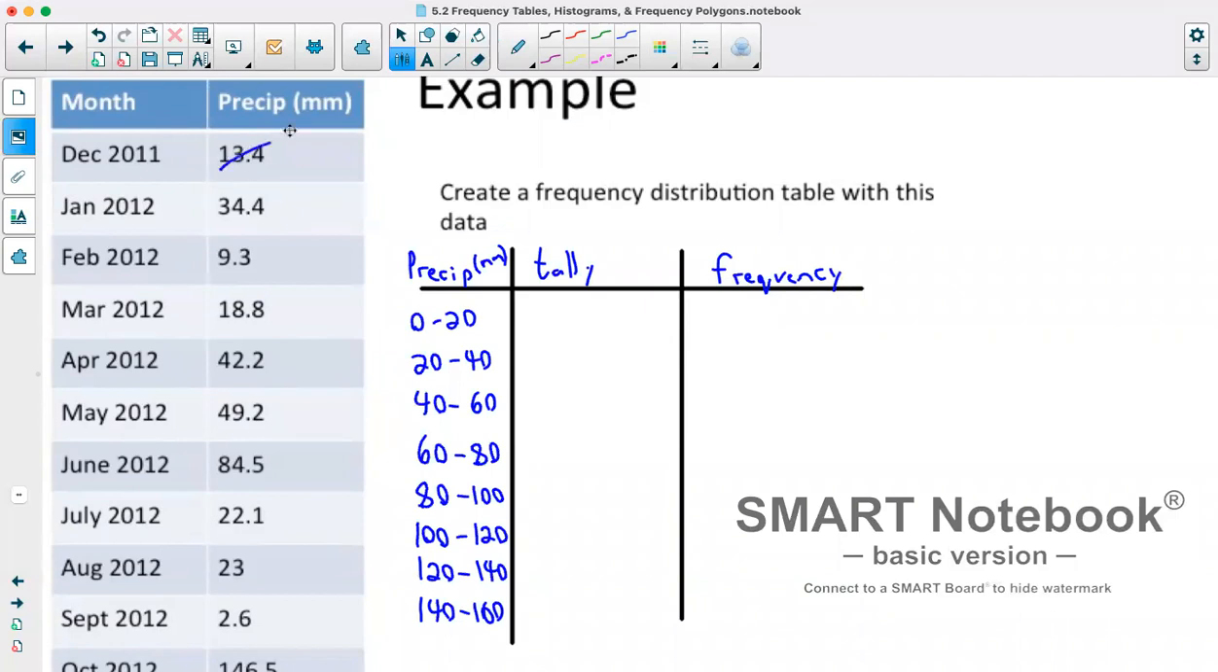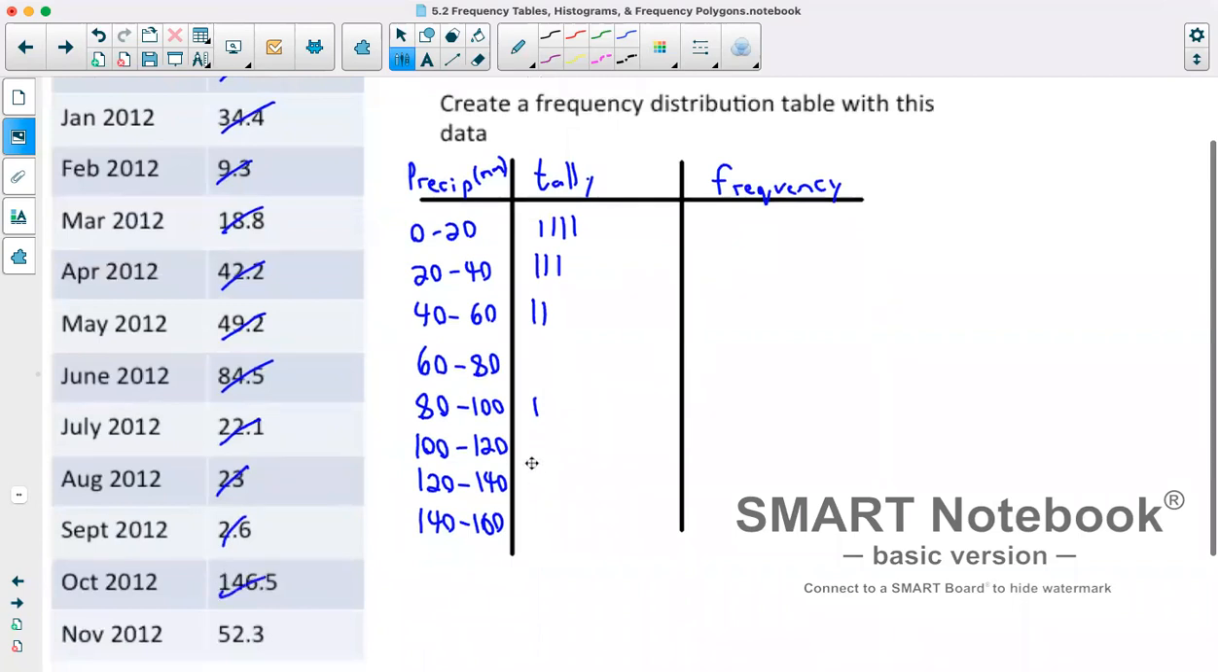As I go through, I'll mark where each is placed. We have 13.4, so that would go in 0 to 20. 34.4 would go in 20 to 40. 9.3 would go in 0 to 20. 18.8 would also be 0 to 20. 42.2 would be in 40 to 60. 49.2 would also be in 40 to 60. 84.5 would be in 80 to 100. 22.1 would be in 20 to 40. 23 would also be in 20 to 40. 2.6 would be in 0 to 20. 146.5 would be in 140 to 160, and 52.2 would be in 40 to 60.